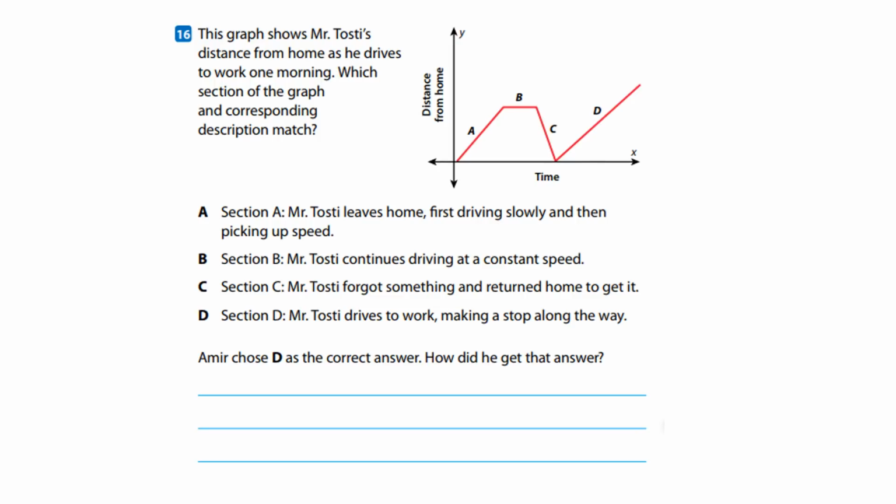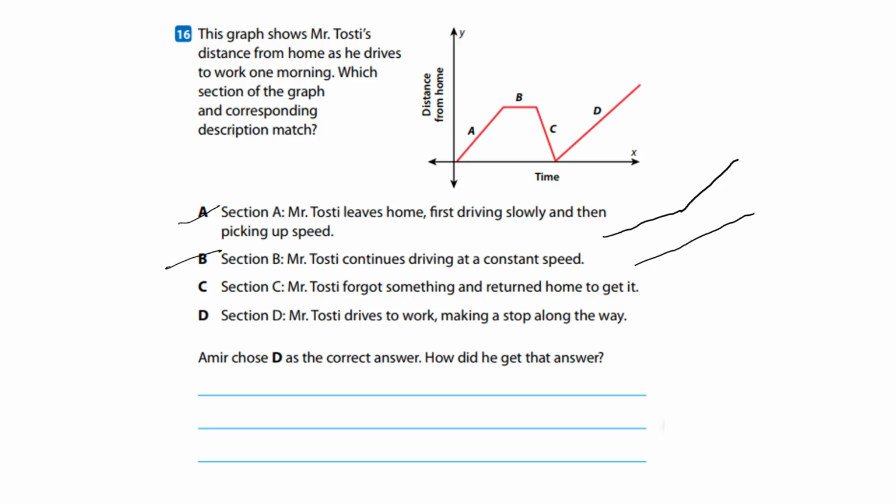So for section A, it says Mr. Tosti leaves home driving slowly and then picking up speed. That graph would look like this. It would go slowly at first, and then it would pick up speed. That does not match the picture, and so letter A is not correct. For section B, it says that Mr. Tosti is driving at a constant speed. A constant speed would be a straight line, so that is not a correct answer.